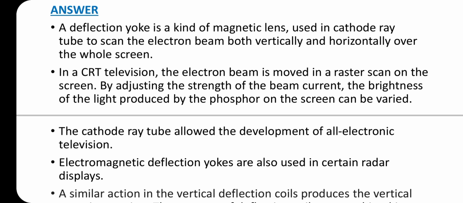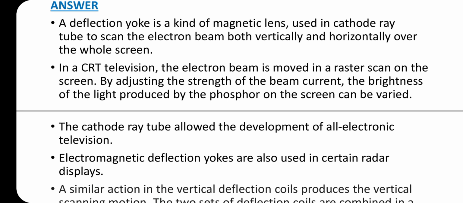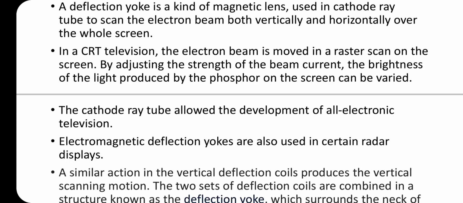In a CRT television, the electron beam is moved in a raster scan on the screen by adjusting the strength of the beam current. The brightness of the light produced by the phosphor on the screen can be varied. The cathode ray tube allowed the development of all electronic television. Electromagnetic deflection yokes are also used in certain radar displays.